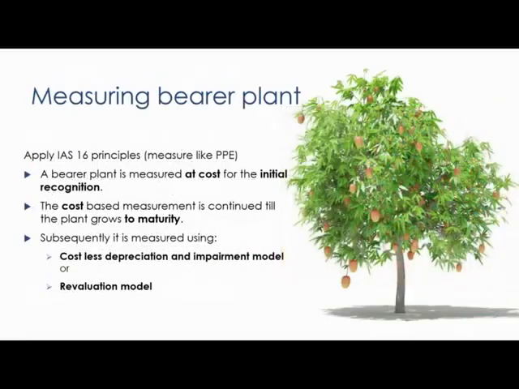Next, how do you measure a bearer plant? You need to apply IAS 16 principles to measure a bearer plant, just like PPE. Yes, just like PPE. A bearer plant is measured at cost on initial recognition. Then this cost-based measurement will continue till the asset becomes matured. Once the asset becomes mature, then we are going to charge depreciation based on the estimated useful life of that asset. And also we need to carry out an impairment test if there is any indication of impairment loss.